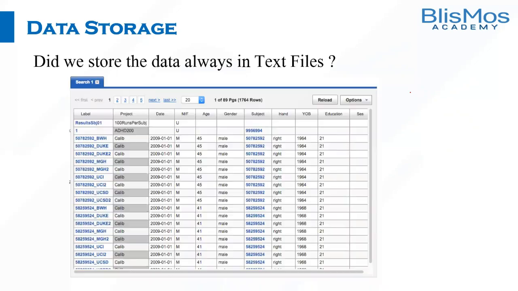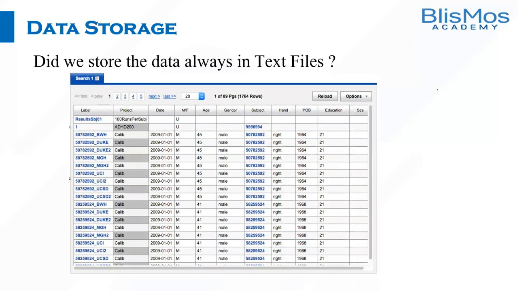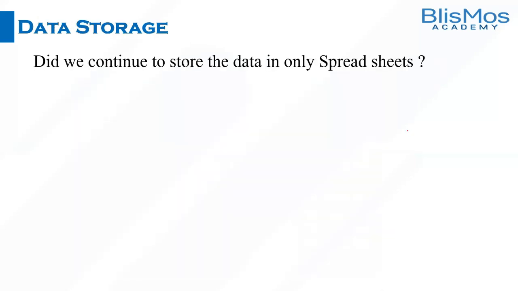We did store the data in Excel files or spreadsheets. But why did we store the data in spreadsheets or Excel sheets? Because storing and retrieving the data from text files was difficult. That is when they shifted to Excel sheets or spreadsheets, because it is easy to store and retrieve the data here. If I ask you a question, did we continue to store the data in only spreadsheets?